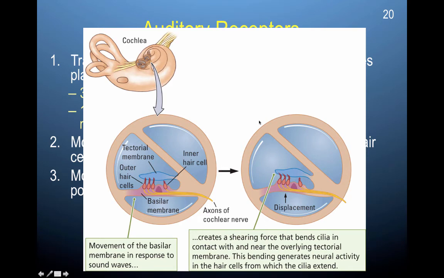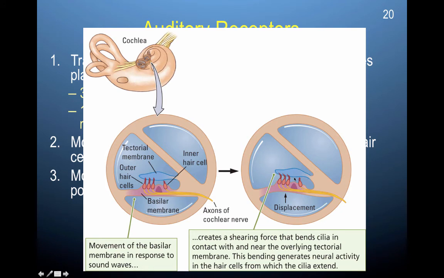So here you have your cochlea. This is in your inner ear, and it's a sort of snail-like structure, okay? So what you need to know about how this cochlea works is, again, you have the movement of the basilar membrane in response to sound waves. So this membrane moves, and when this moves, this creates a shearing force that bends the cilia in contact with and near the overlying tectorial membrane. This bending generates neural activity in the hair cells from which the cilia extend.